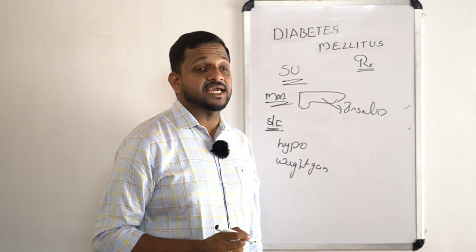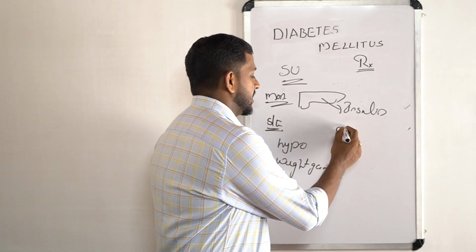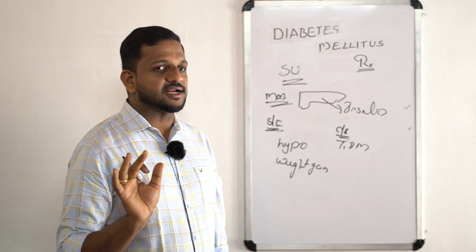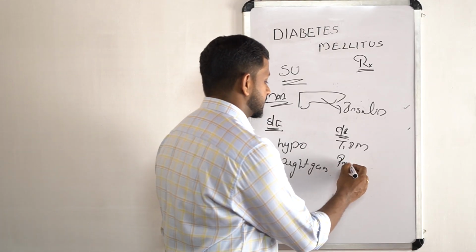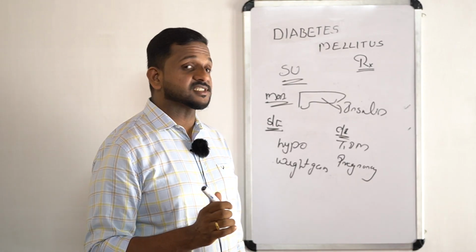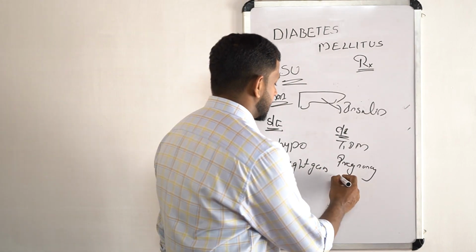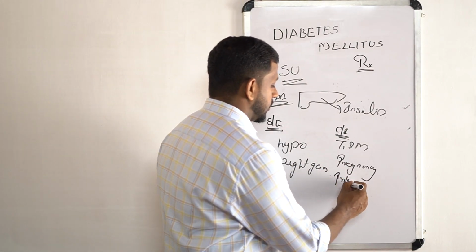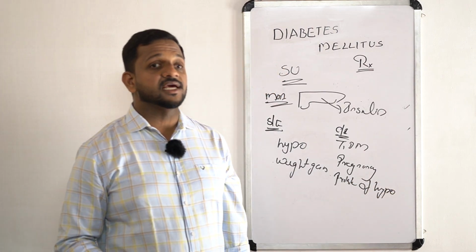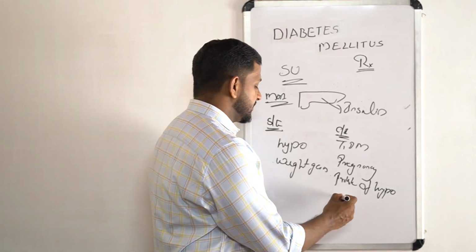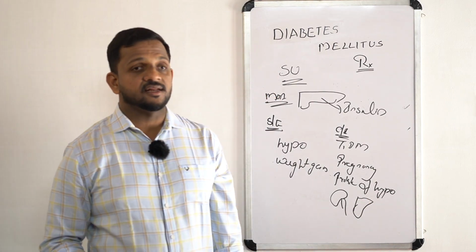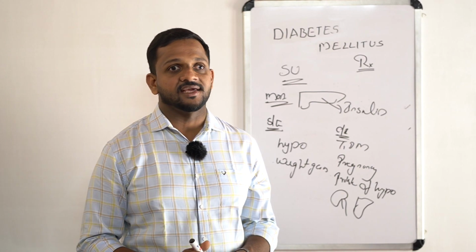Now about the contraindications. It is contraindicated in type 1 diabetes. Almost all the OHAs are contraindicated in type 1 diabetes. Next is pregnancy. We can give metformin to a pregnant patient but not sulfonylureas. Then next is high risk of hypoglycemia. If the patient has a very high risk of hypoglycemia, then it is contraindicated. Then finally, severe renal failure and liver failure. Here also the sulfonylureas are contraindicated.